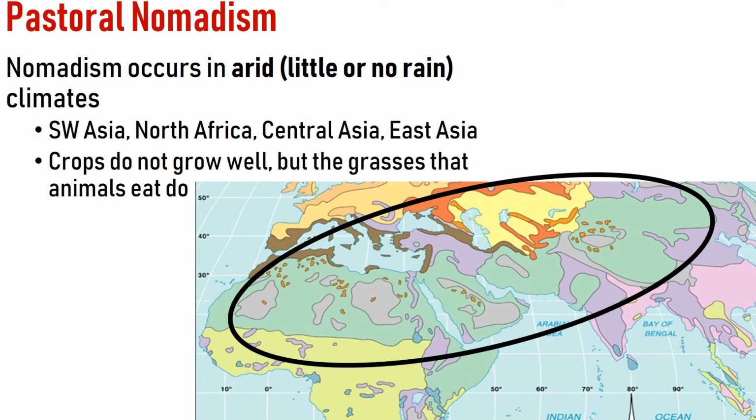Pastoral nomadism occurs in places that are rather arid or have little to no rain. We see this on the map with Southwest Asia, North Africa, Central Asia, East Asia. It's all the green, essentially, that you're seeing circled. And crops don't grow well in these areas, but grass does, and these nomadic animals eat the grass.